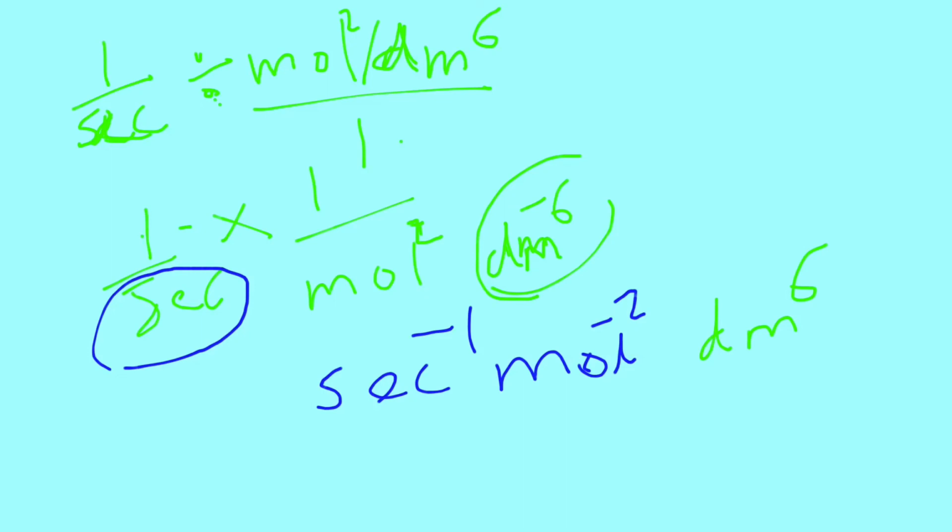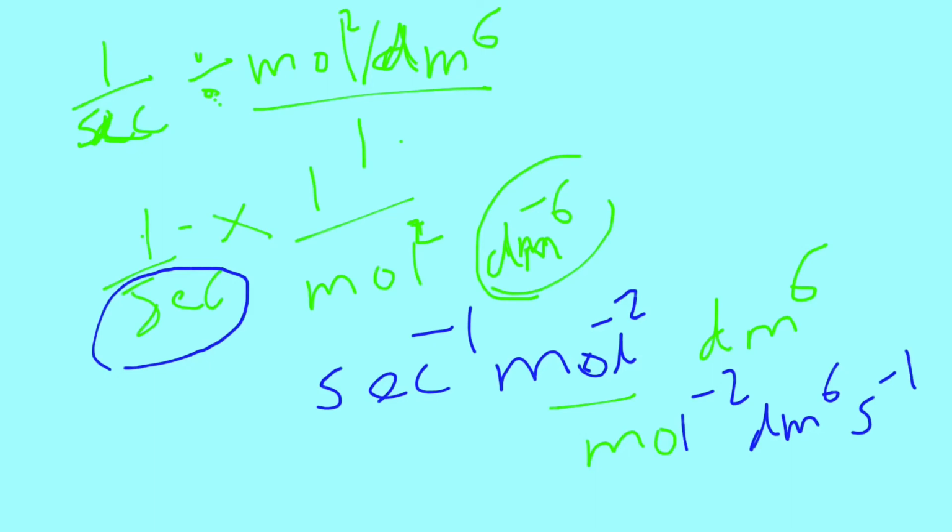But it is always considered that we write this value first, mole minus 2, then here we can write dm6, and time is always written at last, so that's why second inverse. So this is the unit of this.